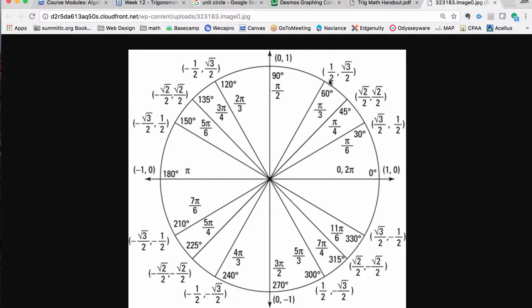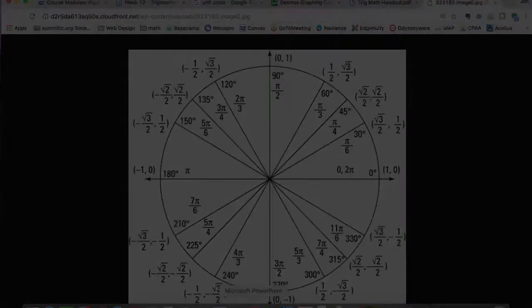So 60 degrees: the cosine of 60 is 1/2. The sine of 60 degrees is the square root of 3 over 2. Now the other one I needed was 135, so that is right over here. The cosine of 135 is negative square root of 2 over 2, and the sine of 135 degrees is positive square root of 2 over 2. So now I've got everything I need. Let's go back and calculate what the cosine of 195 degrees is.